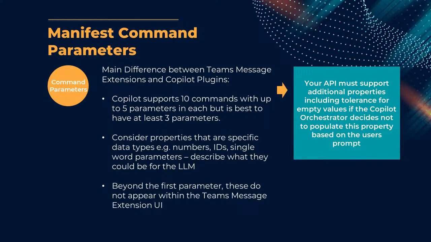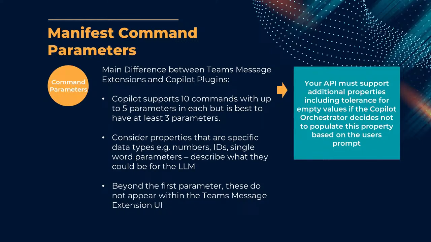Let's dive a little deeper into the manifest for these command parameters. The main difference between Teams message extension and Copilot are these three main points. Firstly, Copilot supports up to 10 commands with up to 5 parameters in each command, but it is best to have at least 3 command parameters per command. It's also worth noting that if you're calling an external API, you must understand these APIs must support these additional properties and have tolerance of whether these properties are empty or populated by the Copilot orchestrator, as it may choose not to use these based on what the user enters in their prompt.